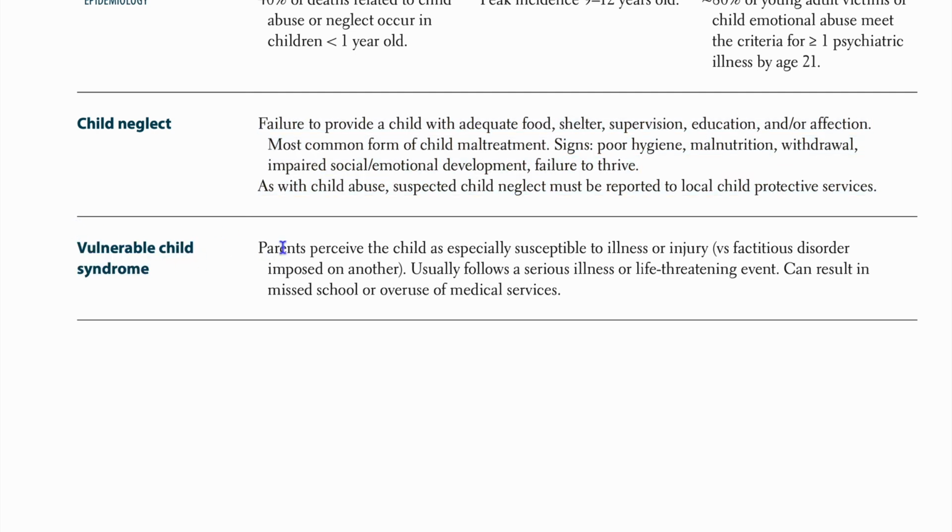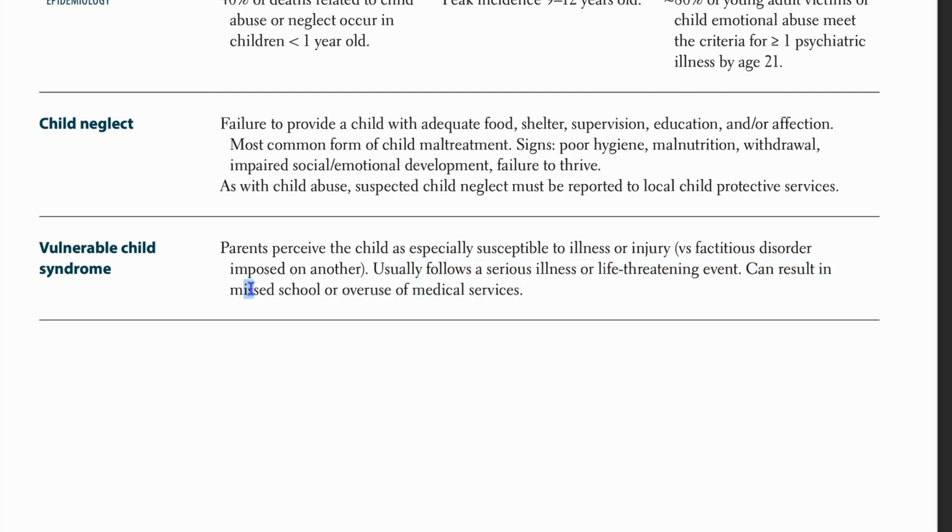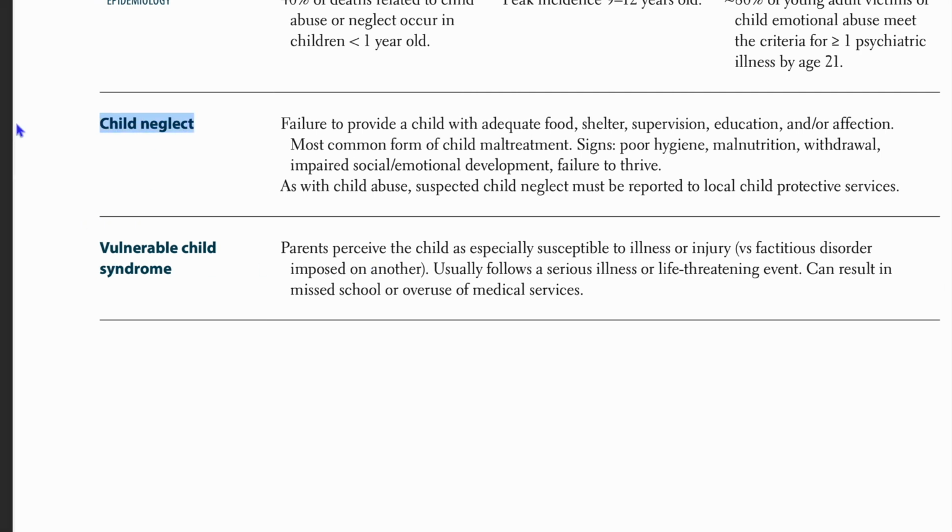Vulnerable child syndrome: parents perceive the child as especially susceptible to illness or injury, versus fictitious disorder imposed on another. Usually follows a serious illness or life-threatening event, can result in missed school or overuse of medical services, right? So this is the complete other side of the spectrum from child neglect. This is overprotectiveness. They perceive the child as especially susceptible to illness or injury. Usually follows a serious illness or life-threatening event, can result in missed school or overuse of medical services. Fictitious disorder is when they don't have any problem and they just tell other people that they do. For this one, I'll show you the link to that.